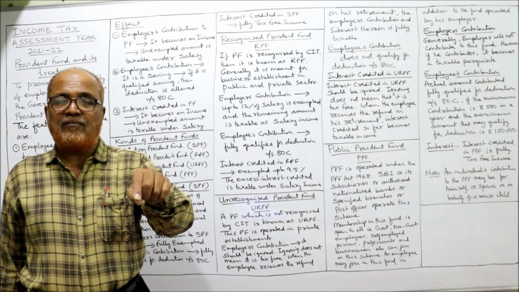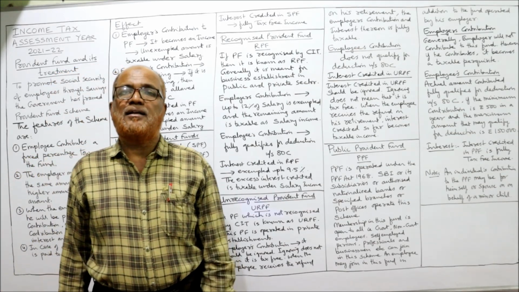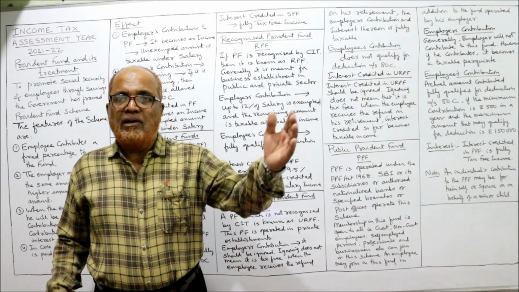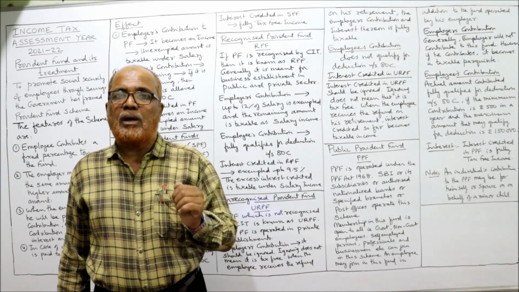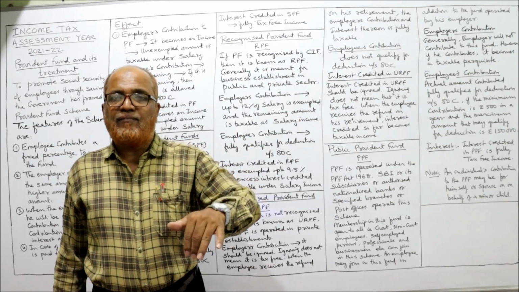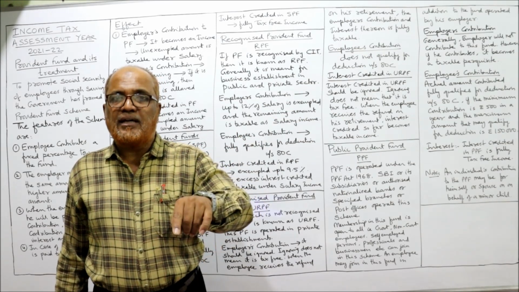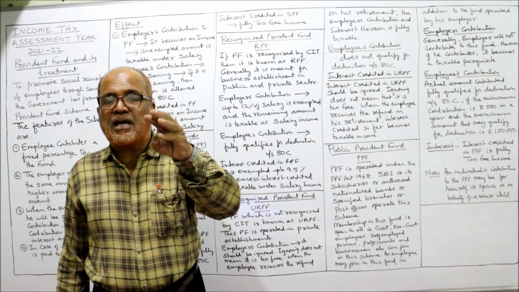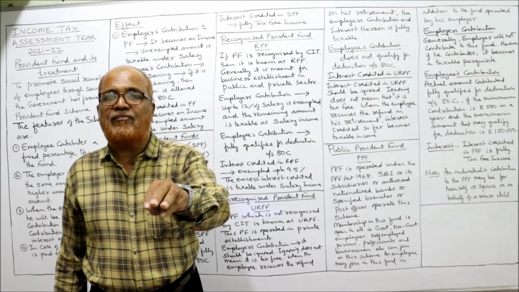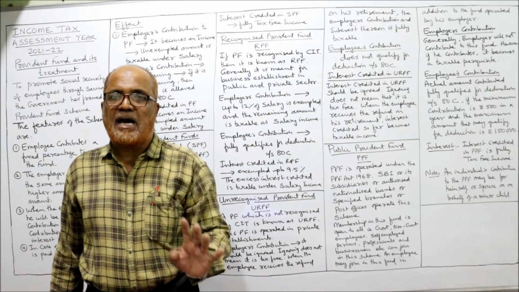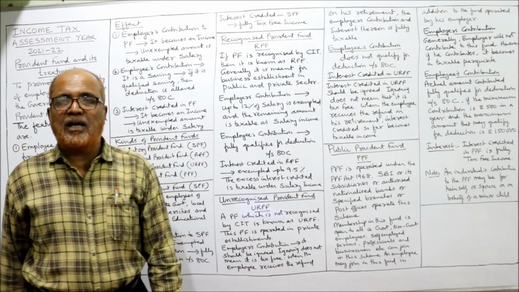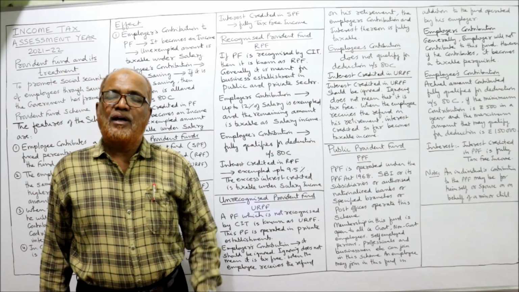Interest on URPF is taxable at the time of retirement. When the employee retires, he will get the refund from the URPF. When he gets the refund from URPF, the employer's contribution and the interest credited in URPF, the whole amount is taxable at the time of retirement. These are the provisions regarding URPF.